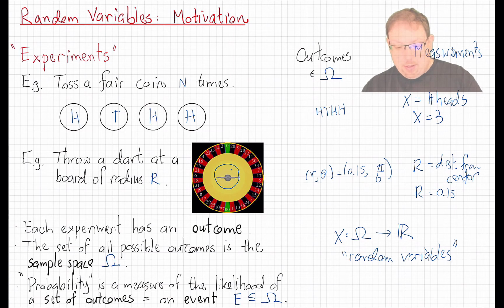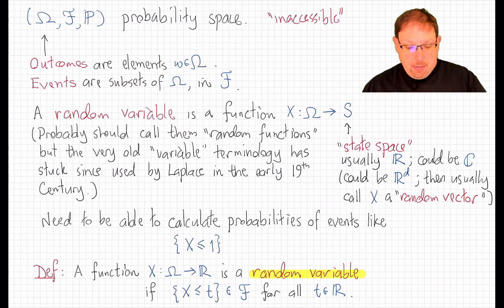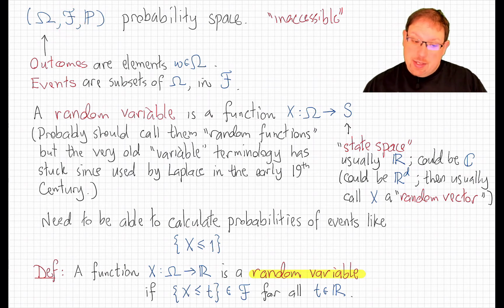We really need to be able to measure things like what is the probability that x is less than or equal to 3, or say x is greater than or equal to 2. And we need to be able to measure the probability that r is less than or equal to 0.25. Those are the sort of measurements that make sense in a game of darts anyway. We need to be able to measure the probabilities of events like that. But it's not guaranteed that such a subset of omega will be measurable. So we have to insist on that.